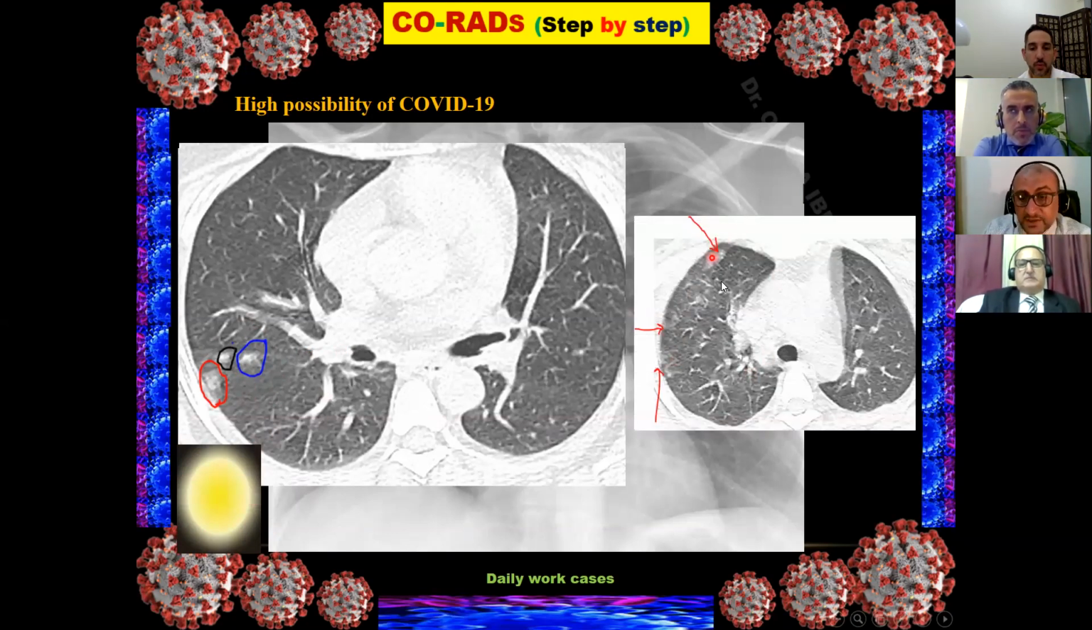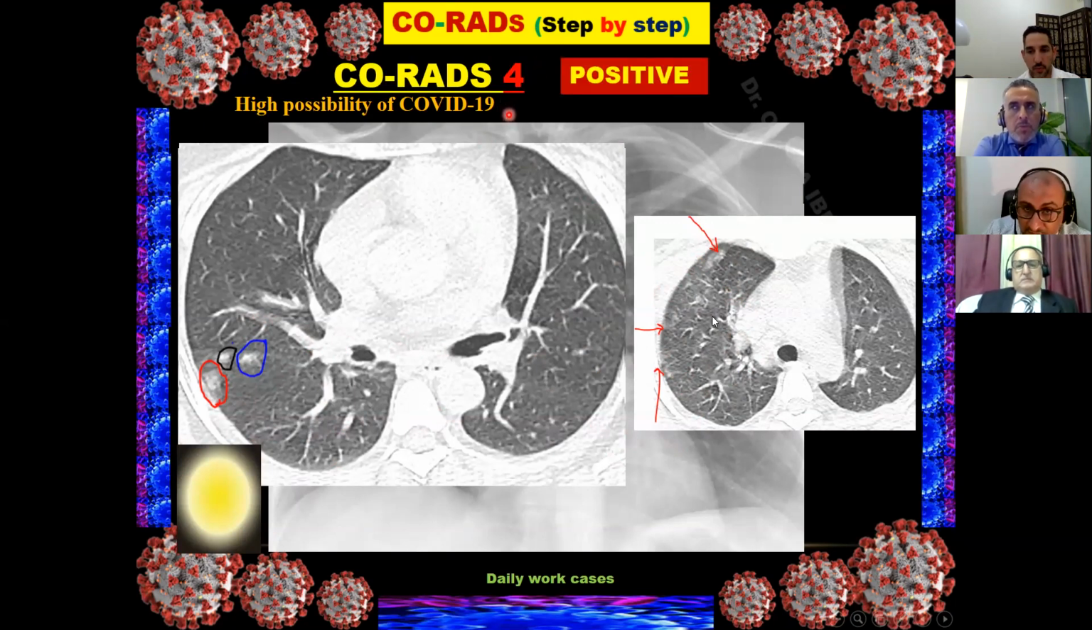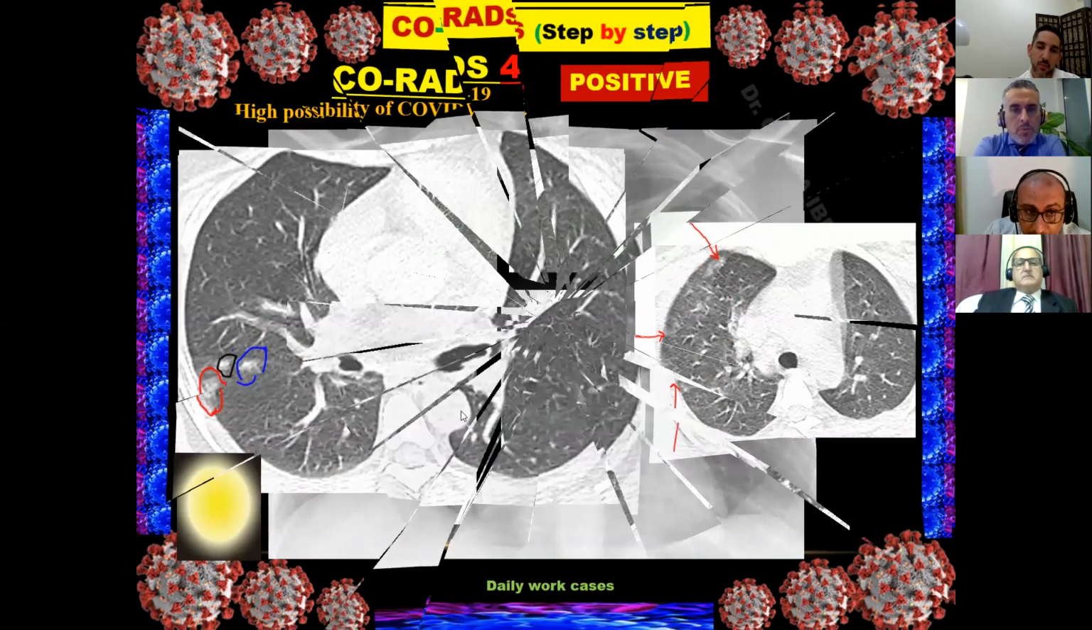diagnosed as CO-RADS 5, and also it was positive in the RT-PCR. However, because this finding of ground glass and halo signs is unilateral, I consider it a CO-RADS 4. CO-RADS 4 means only high, not very high, possibility of COVID-19, and the RT-PCR test confirmed the positive result and the detection of the virus in that patient.